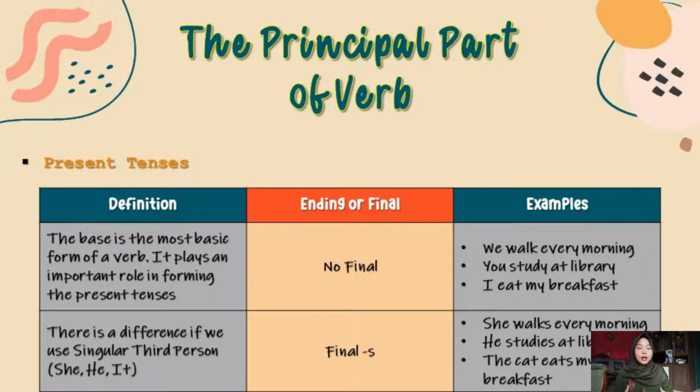Present tense. The base is the most basic form of a verb. It plays an important role in forming present tenses. We do not add any endings to the verb. Example: you walk every morning. I study at the library. We eat our breakfast. However, if we use a singular third person as the subject, she, he, it, we add a final s to the verb. Example: she walks every morning. He studies at the library. The cat eats my breakfast.